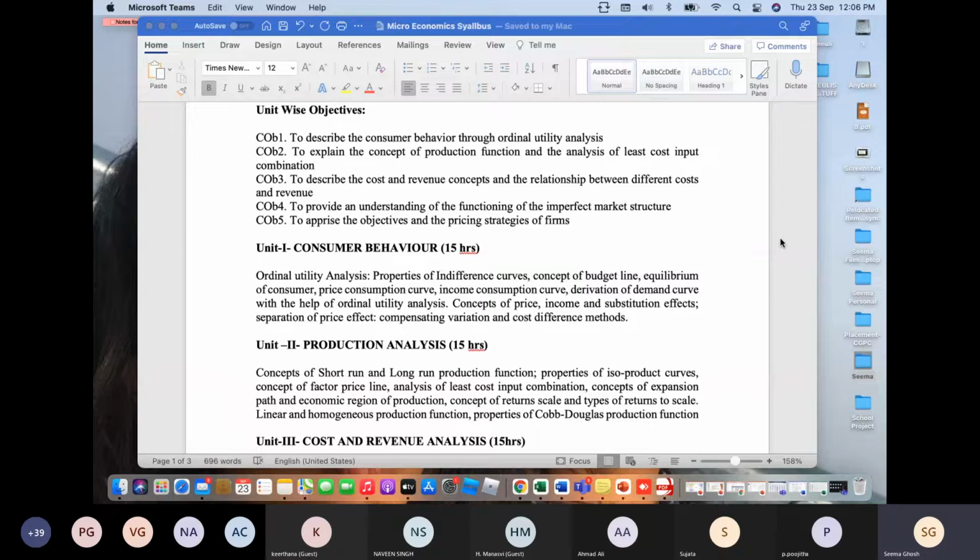Under ordinal utility analysis, we will first take the concept of the indifference curve, its properties, the budget line, and the equilibrium. After that we have the price consumption curve, which we call PCC, and the income consumption curve. Then we are going to derive the demand curve with the help of ordinal utility analysis, continuing with the concept of price, income and substitution effect. We divide the price effect into the income and substitution effect, and we will do this with the help of two methods: the compensating variation method and the cost difference method.